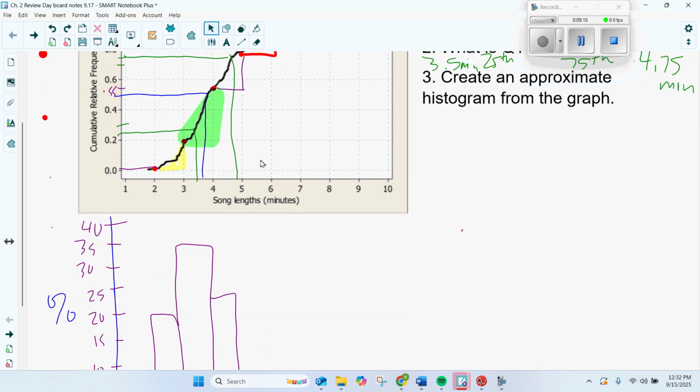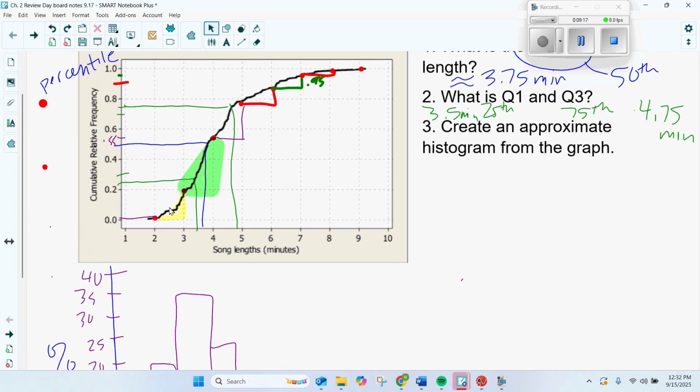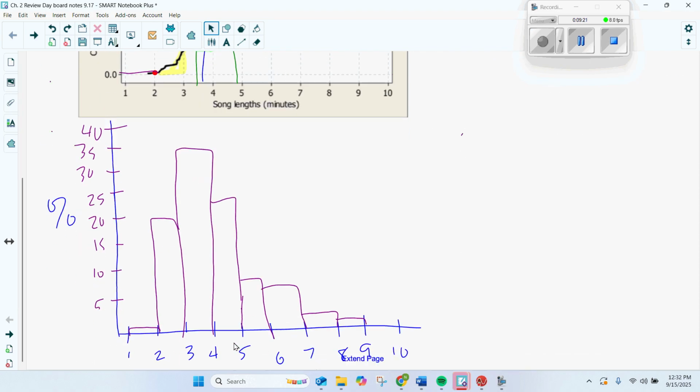This graph makes sense because you see how it's steep right here. That means there's a lot of data in the beginning and then it levels out, and you can see that actually is what happens in my graph. There's a lot of data in the front, not as much out here, and so we end up with a skewed right graph.